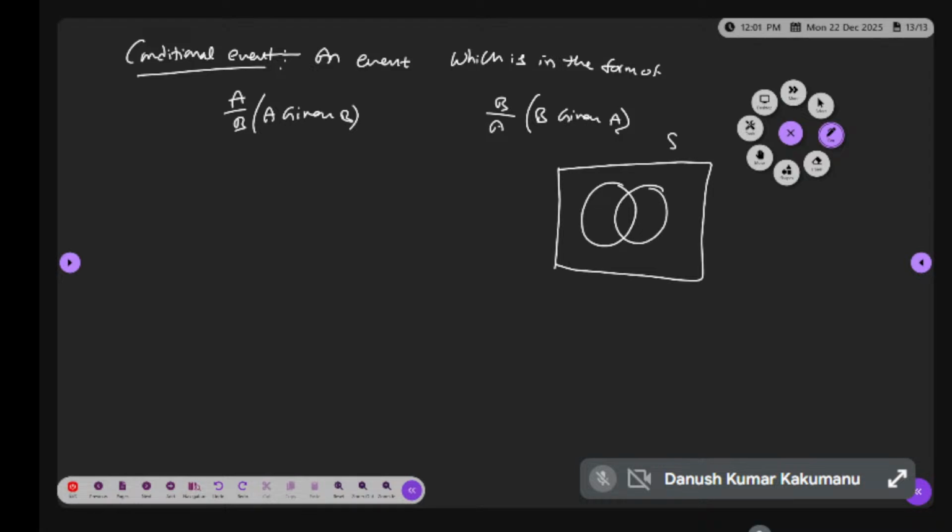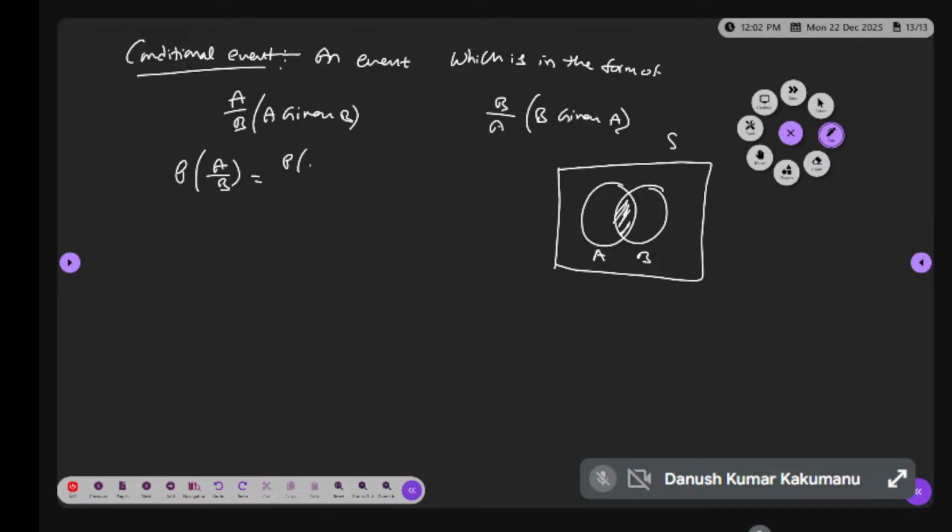This is the sample space. A and B are two events. So if B is given, the intersection area is where A is available within B. This is the intersection area.